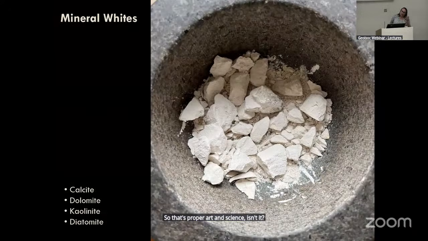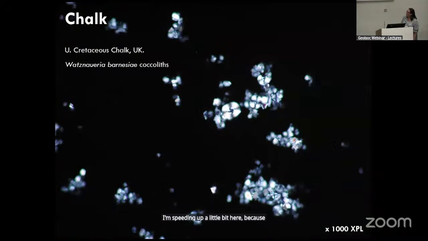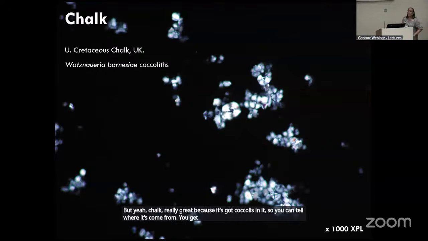Mineral whites: chalk, so calcite, dolomite, and also kaolinite and diatomite have been used as white pigments. I'm speeding up a little bit here because I know I'm running out of time. But yeah, chalk, really great because it's got coccoliths in it, so you can tell where it's come from. You get a micropaleontologist on it, and it's like, yeah, this Rubens painting has chalk that comes from here. You know, it's really, really great.